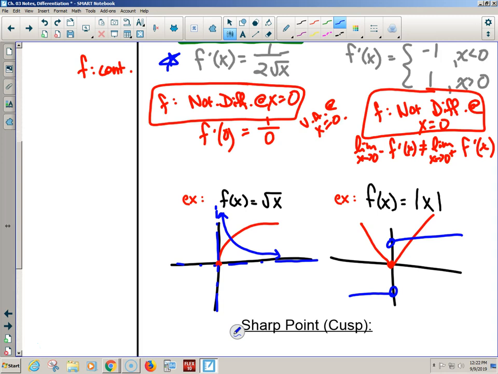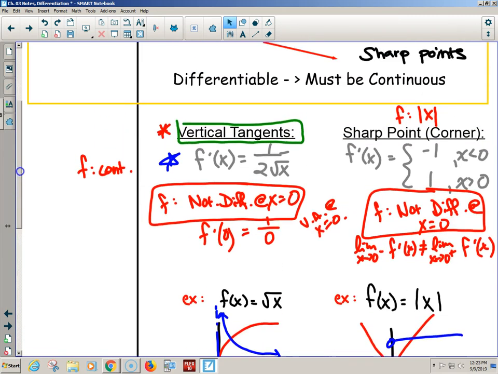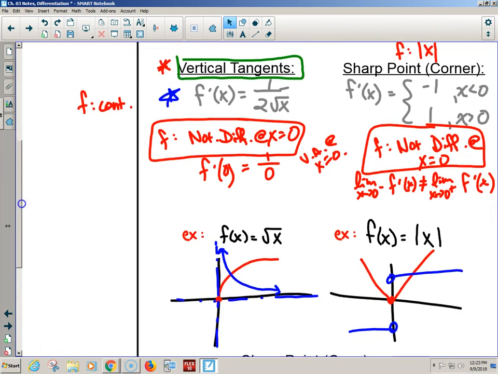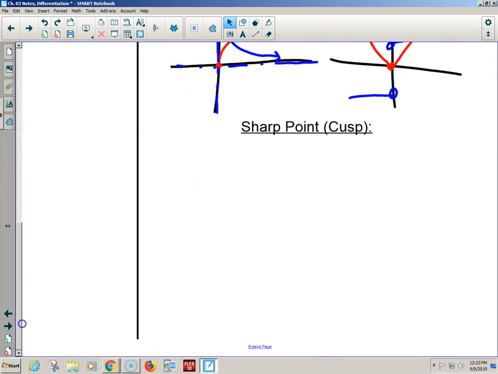Remember, the derivative, defined as a limit, must agree from both sides. If there is no agreement, the derivative does not exist, so I cannot include 0, and I would not graph 0. See, we have two different ones. We have the vertical tangent, the sharp point corner, and then the sharp point cusp.